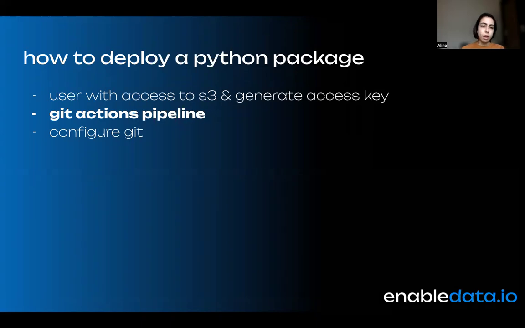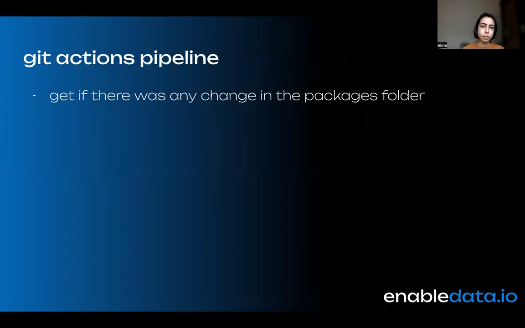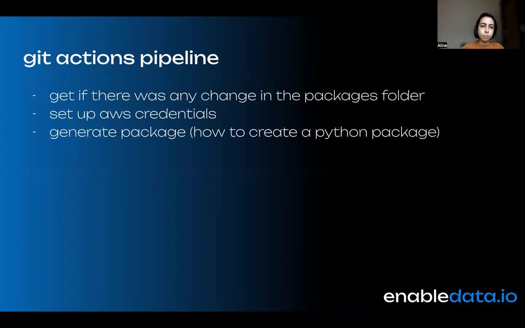And then the Git actions pipeline. This Git actions pipeline will follow some steps. First of all, we need to see if we had any changes in the packages folder. Else we will run this Git actions every time, and it's not necessary and will cost us more. So only when we have changes in the packages folder. We'll set up the credentials for AWS to actually be able to access and upload something to AWS. We'll generate the package, and then we'll upload the package to S3.